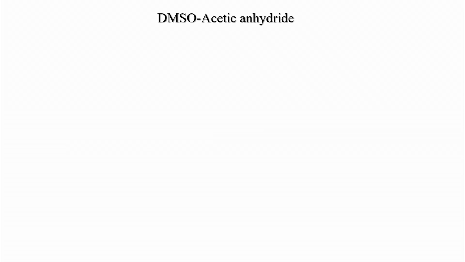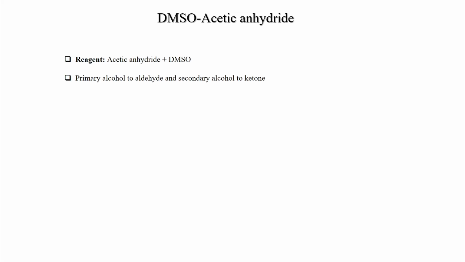DMSO acetic anhydride has also been used as an oxidizing agent, here instead of trifluoroacetic anhydride, which we have seen earlier. Here acetic anhydride and DMSO were used, and this also converts primary alcohol to aldehyde and secondary alcohol to ketone. So, in this lecture today we have first discussed the Etard reaction, which converts benzyl methyl groups like toluene compounds to benzaldehyde, and then we have seen DMSO based oxidation reactions.